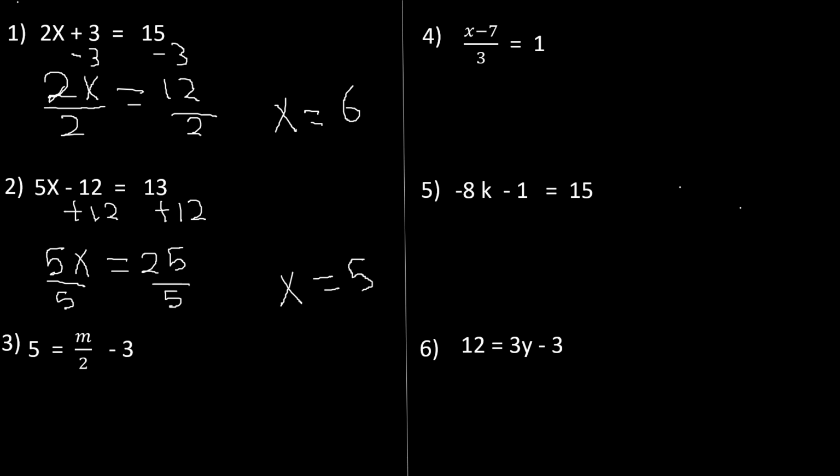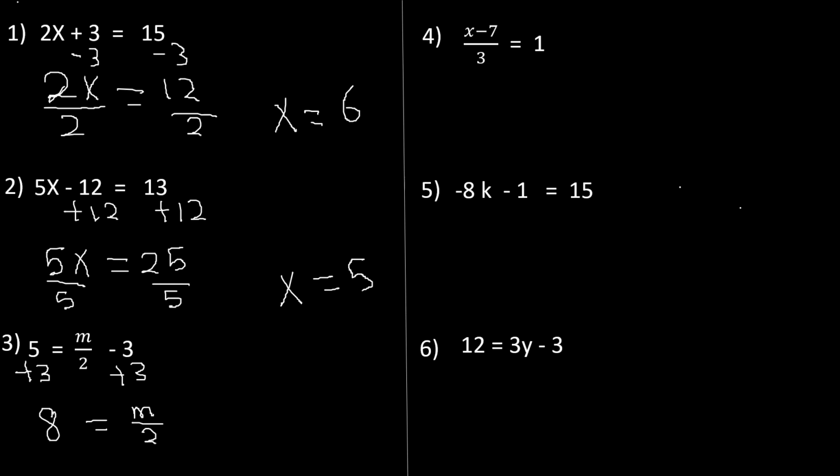In the third example, 5 equals m over 2 minus 3. So we will work on the right hand side, not the left hand side. So m over 2 minus 3 means m divided by 2 minus 3. So we have to remove negative 3 from both sides. So this will be plus 3. So 5 plus 3 equals 8, and on this side will be m over 2.